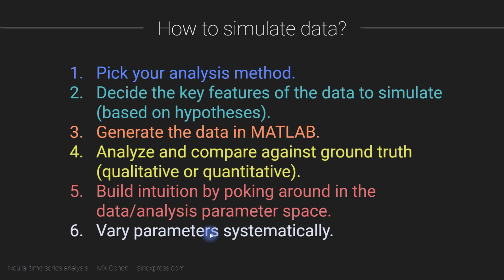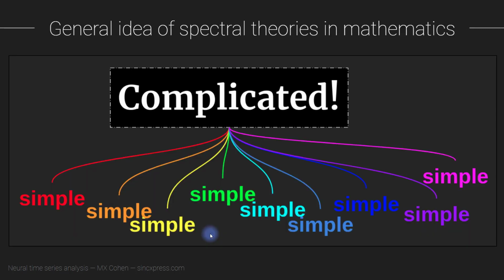All right, so with that as a general introduction, I would like to take a few moments now to talk about different ways of simulating data. So different ways of simulating noise and different ways of simulating features. And I approach simulating data from this general idea of spectral theories in mathematics. So if you've studied different areas of math, you might have come across something called the spectral theory. There are many of these spectral theories. There's the spectral theory of matrices, the spectral theory of the Fourier transform, and the general idea of spectral theories is that you can take something that seems very complicated and express it using multiple simple parts.